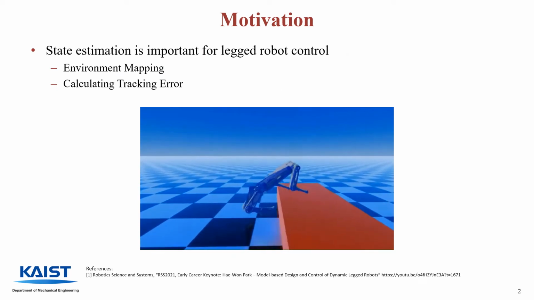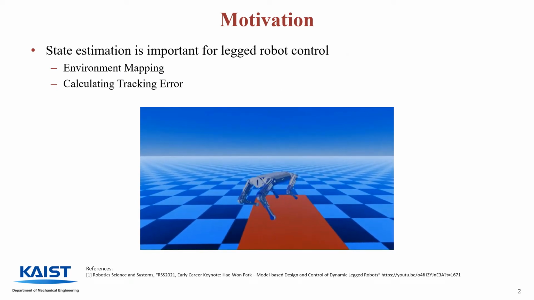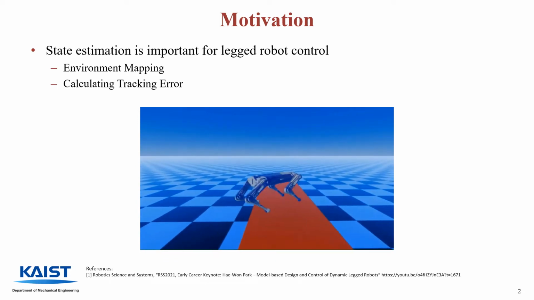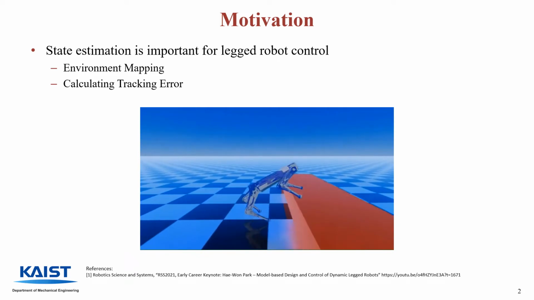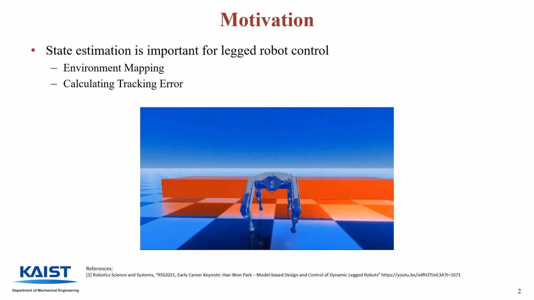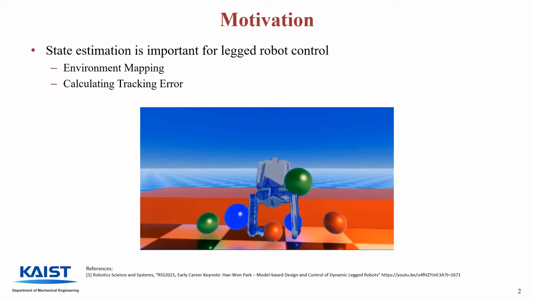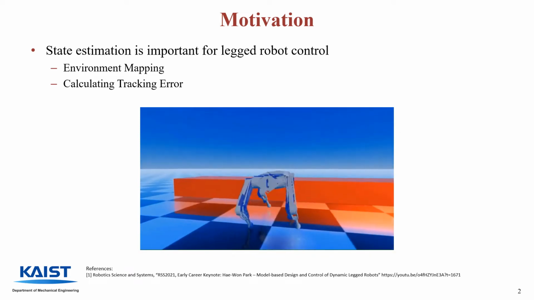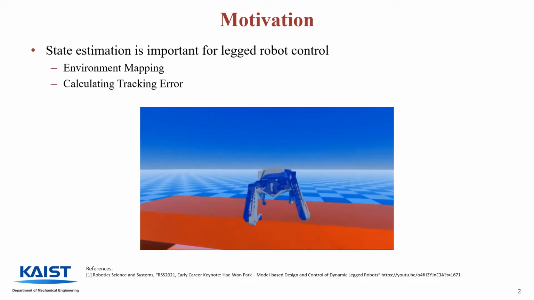State estimation of leg robots takes an important role in leg robot control. For example, if you want to make the robot go over a high obstacle, you need an environment map and also need to calculate a tracking error to compensate the robot to follow a desired trajectory. Both tasks need an accurate state of the robot, which makes state estimation one of the key elements.